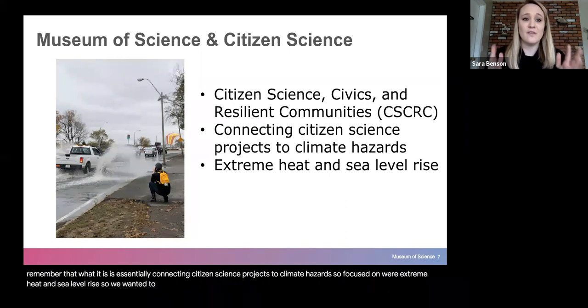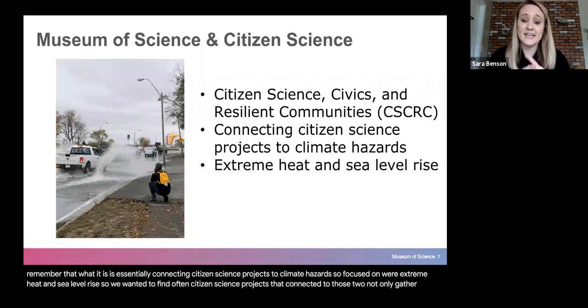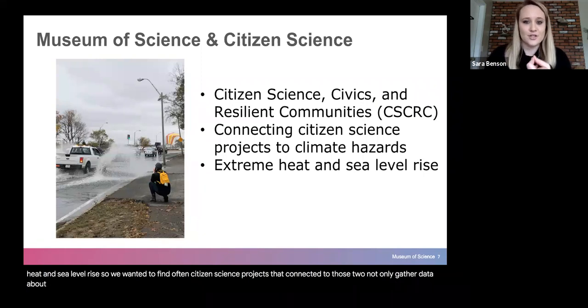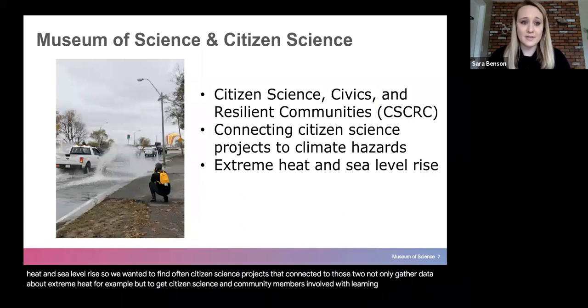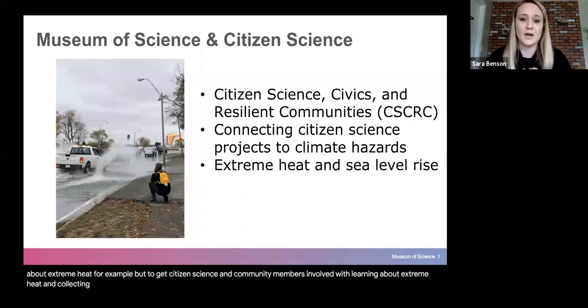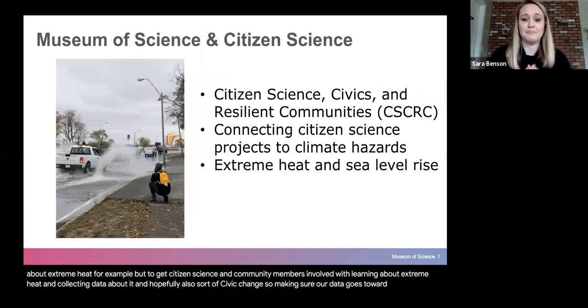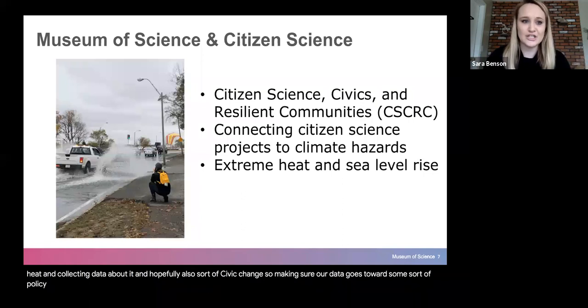So we wanted to find awesome citizen science projects that connected to those, to not only gather data about extreme heat, for example, but to get community members involved with learning about extreme heat and collecting data about it. And hopefully also having some sort of civic change, so making sure our data goes toward some sort of policy change.